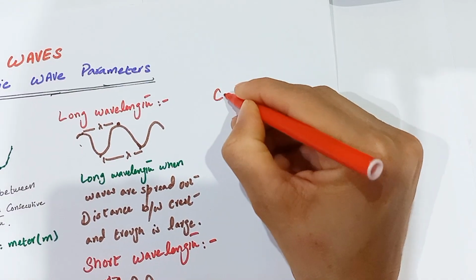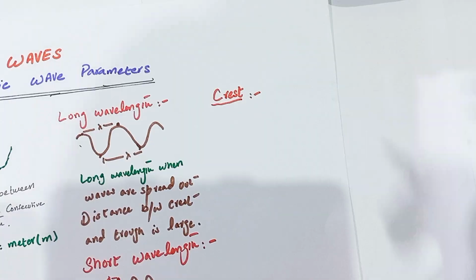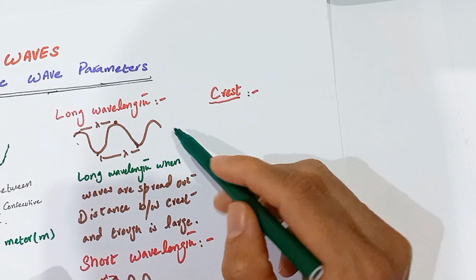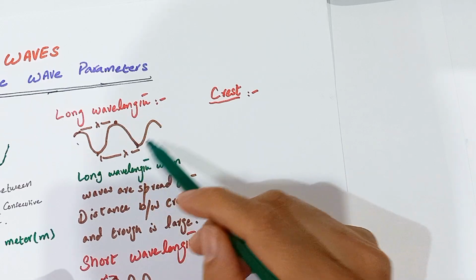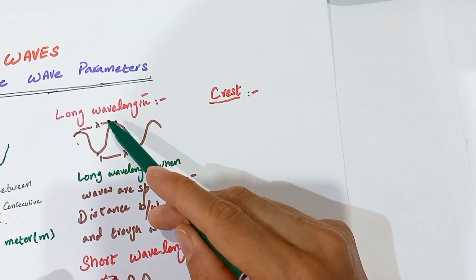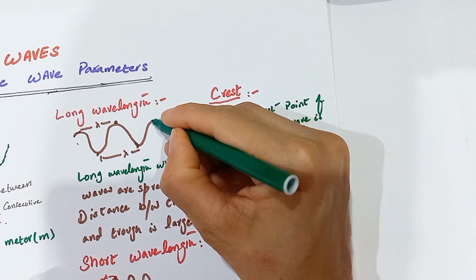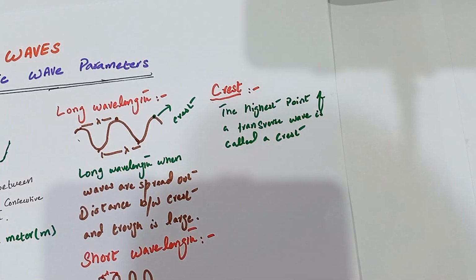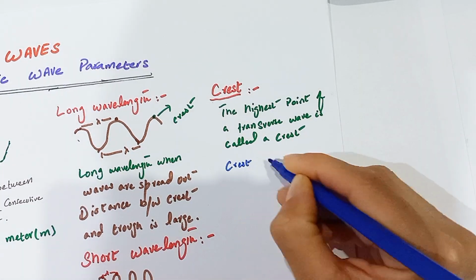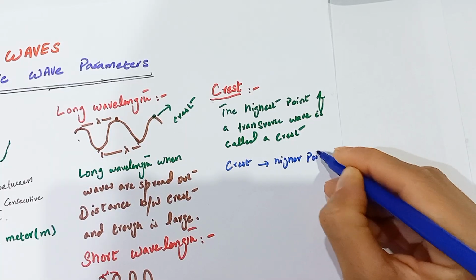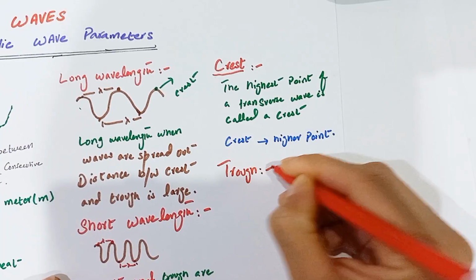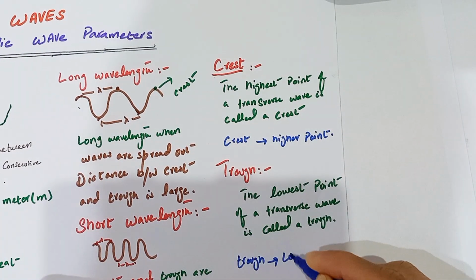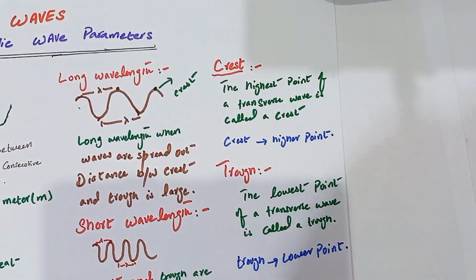Here we also discuss the crest and trough. I forgot to tell you about the crest and trough points on the transverse wave. The waves we draw are transverse waves. There are two points on the transverse wave, the crest and the trough. First we discuss the crest. The crest is the highest point of a transverse wave. So here is the highest point of the wave; this point is known as the crest of the transverse wave. In short form we can write that the crest is the higher point. What is the trough on the transverse wave? The trough is the lower point on the transverse wave.